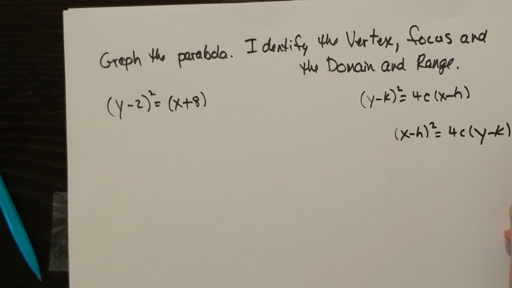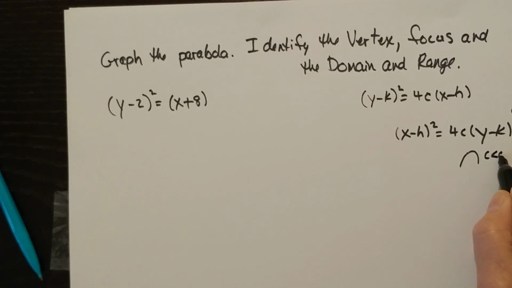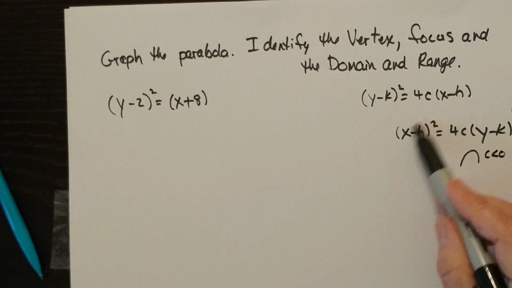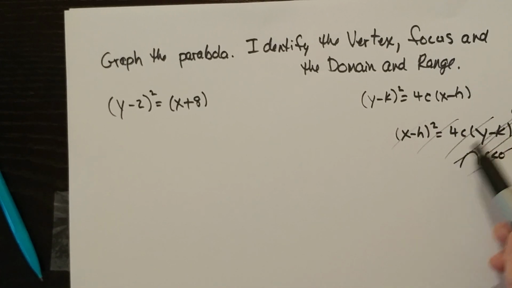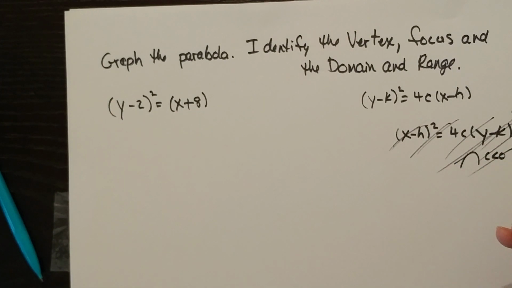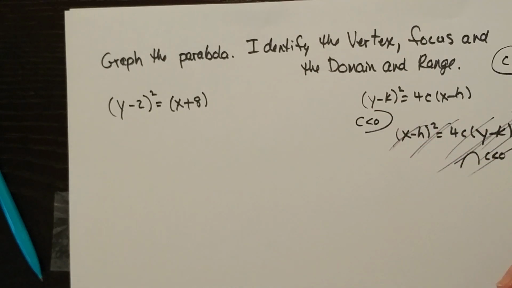This will either be facing up if c is positive, or it's going to be facing down if c is negative. That's the story to this type of parabola. But that's not what we have right now. What we have is this one where the y is being squared. So when the y is being squared, it's either going to open to the right if c is positive, or it's going to open to the left if c is negative. Okay. So c is the distance from the vertex to the focus.